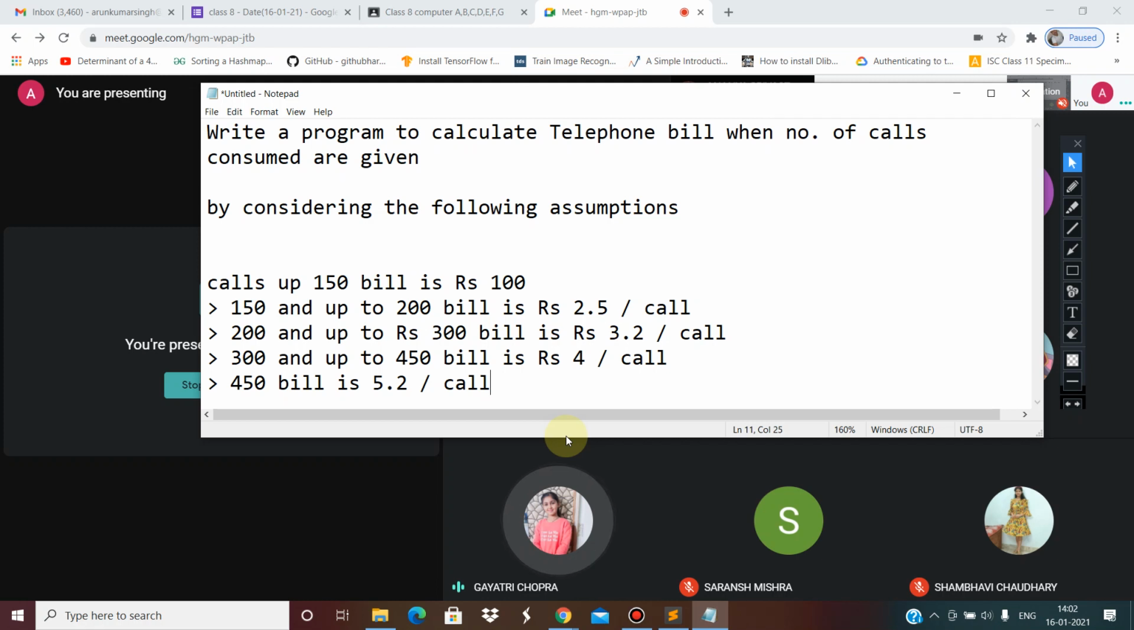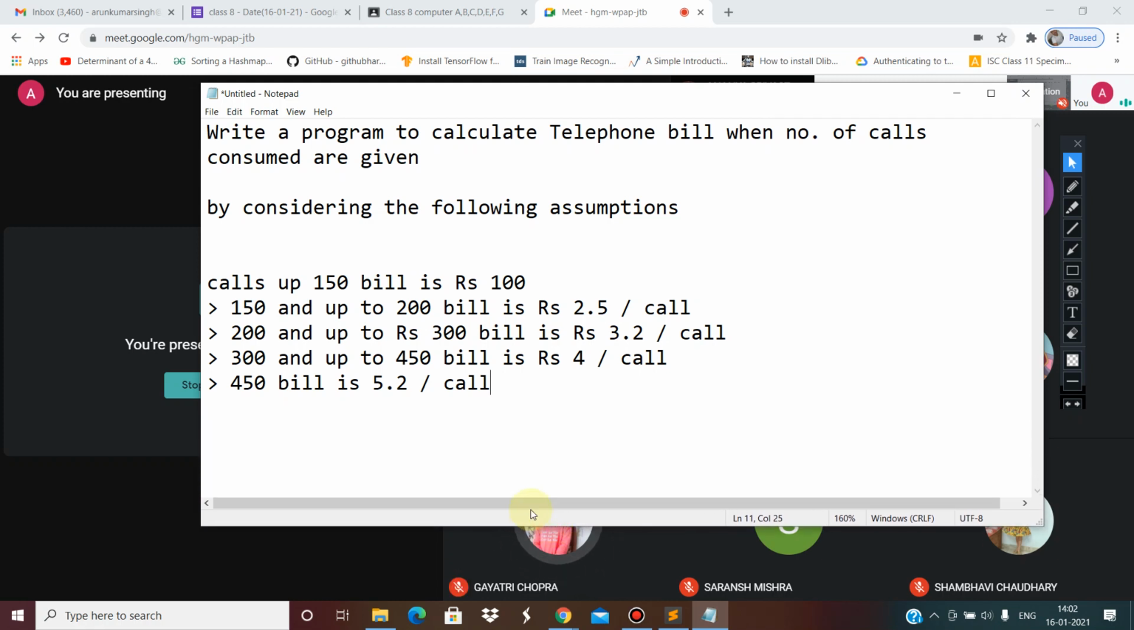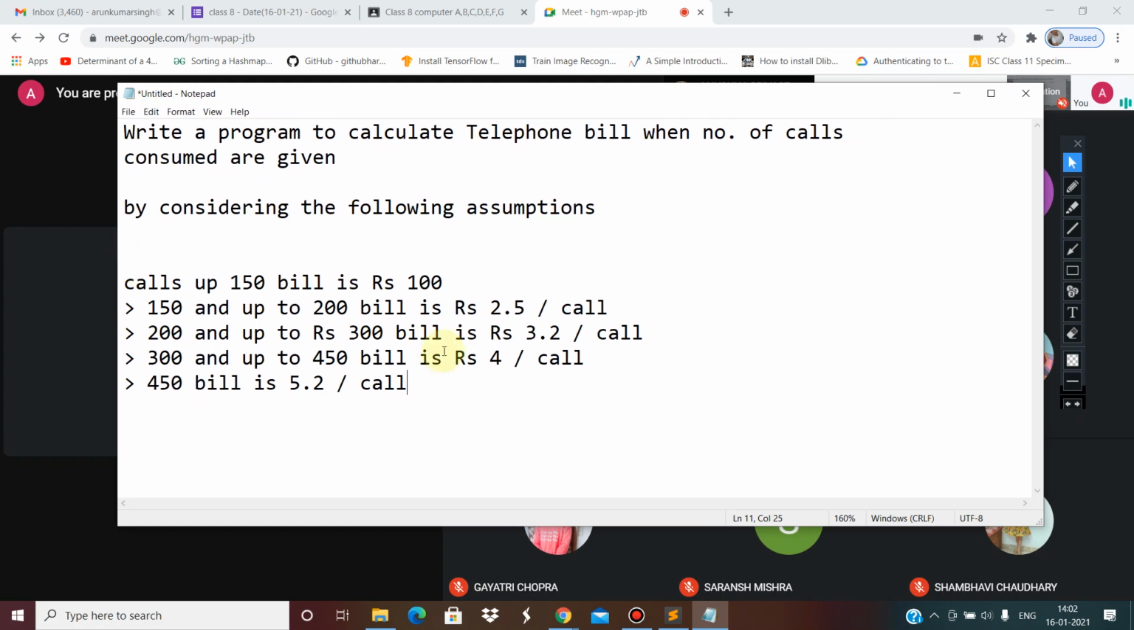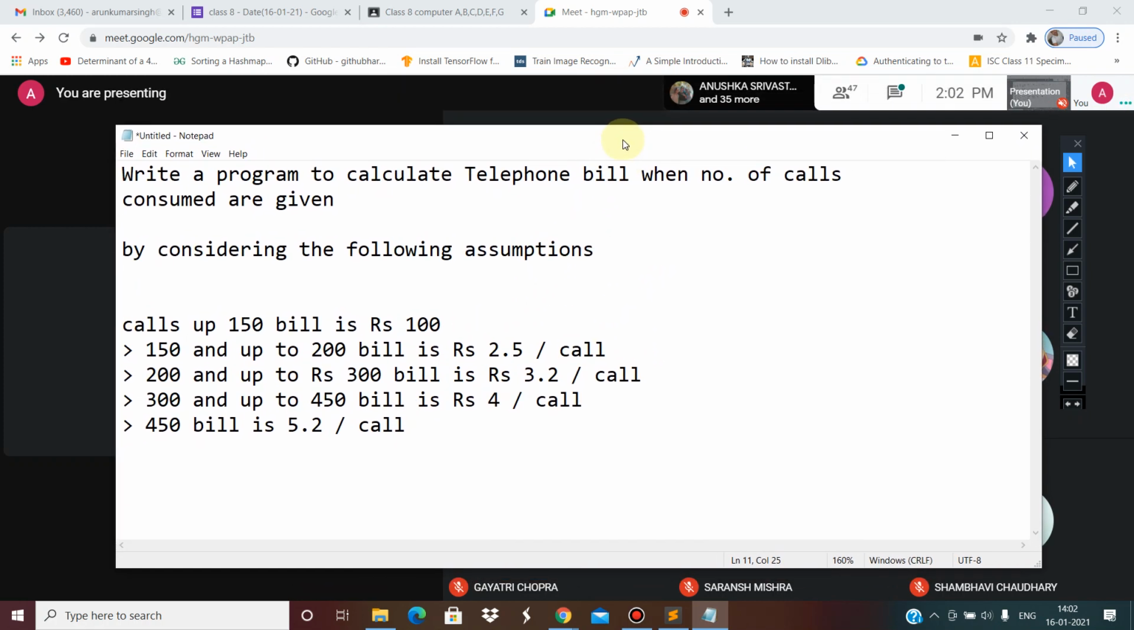Sir, can you post the solution of the first question? And definitely I will post it on the GCR. Okay, but till then, please try this. Okay, sir. It is on the screen, please try.